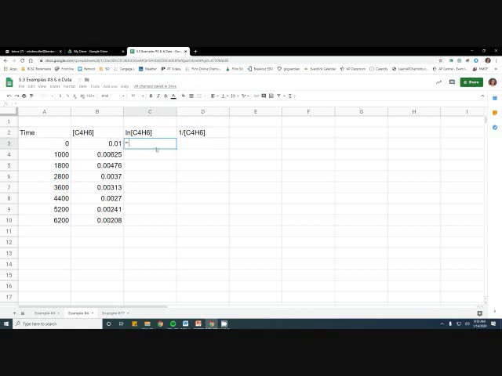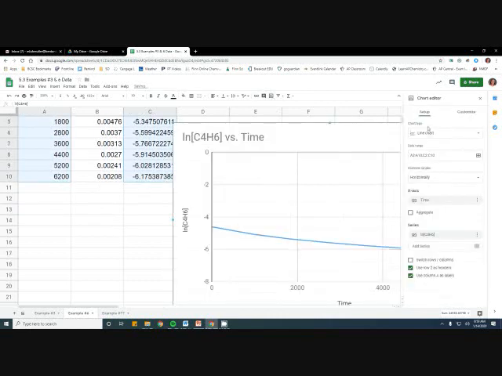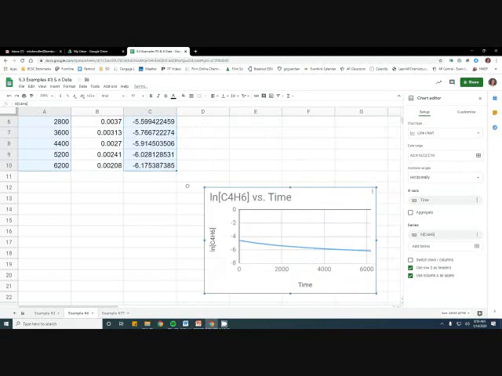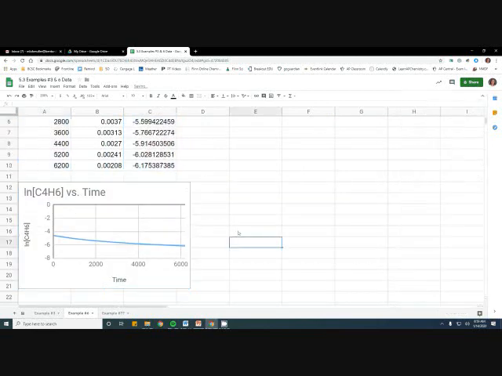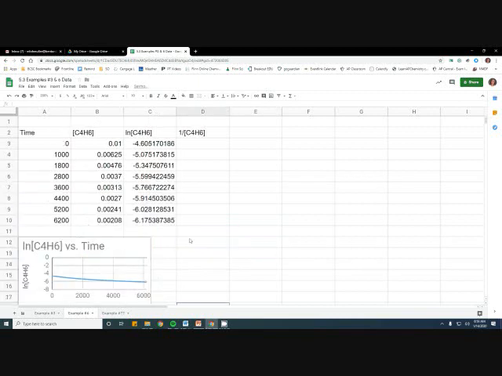I will help you in class, but just for the sake of the video, I'm trying to speed this up a little bit. So I'm going to find all of the natural log values, and then when I graph time and the natural log values, that is not a straight line. It's almost, but not quite, a straight line. So that tells me that it shouldn't be first order, since it didn't come out as being straight.